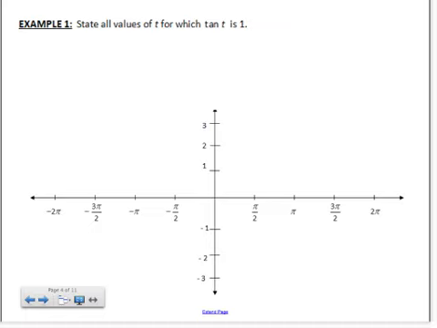All right, now I am going to redraw this graph. So on your notes, don't redraw what we just did. We're going to redraw the tangent graphs just so we have something to look at.